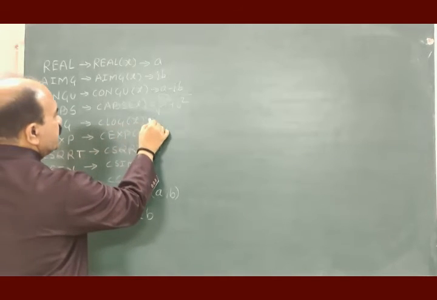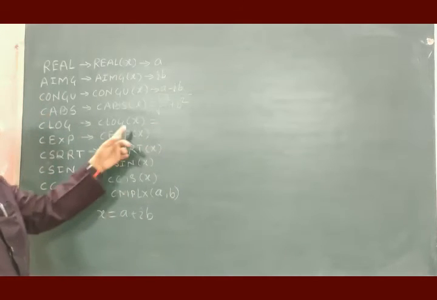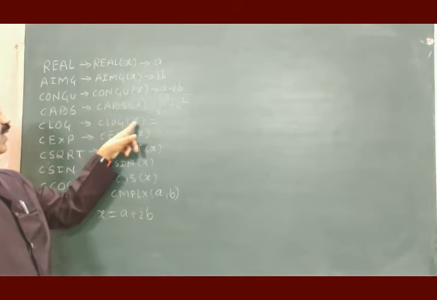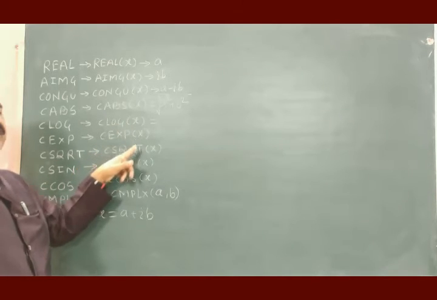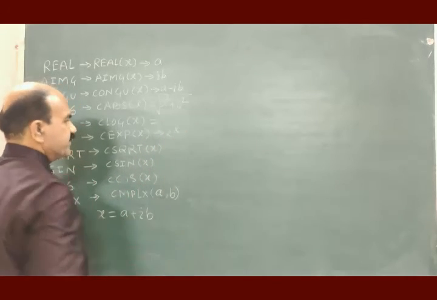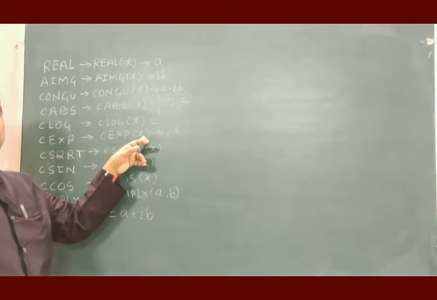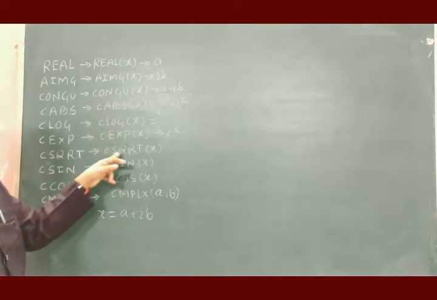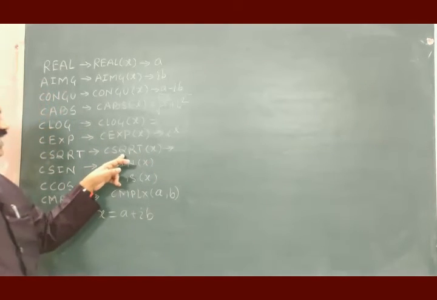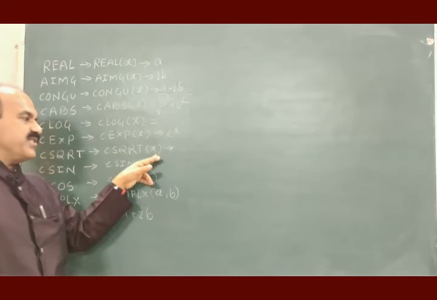The meaning of this is the logarithm of x. Whatever complex number you have, x equals a plus ib, take the log of that. The meaning of this is e to the power x, the exponentiation of the complex argument. Square root: CSQRT means take the square root of complex argument x.